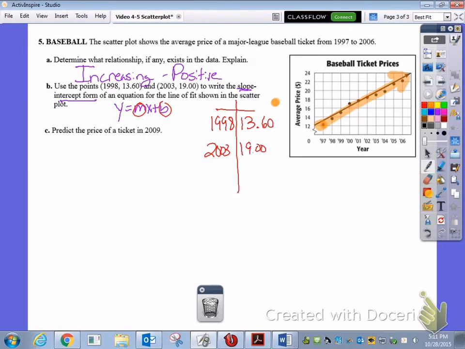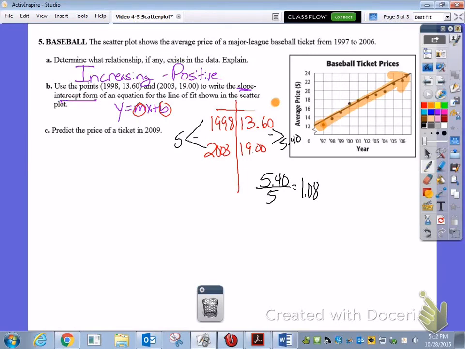Very first thing, when you have 2 points and you want to find slope, you subtract. And so I would get 5 and 5.40 when I subtracted. Remember, the 5.40 goes on the top. Put that over 5, and when you divide, then you would get 1.08.